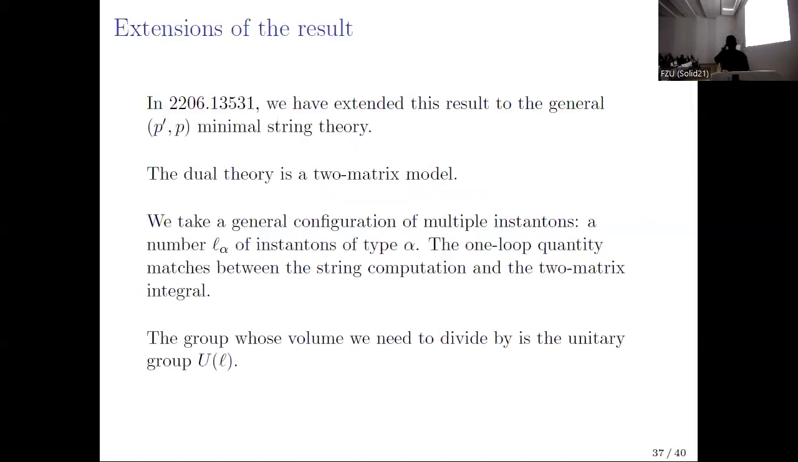So there are extensions of the result, as I mentioned in a paper in June. We extended this to the (p',p) minimal string theory. And the string theory computation here was straightforward. So now for this gauge group, if you have little n instantons on top of each other, you just have a volume of U(n) instead of U(1). That's also compact. That showed up in Sergey's talk as well. So you can put any number of instantons of any type as long as this number is not scaling with N. And it again matches. And this group U(L) plays a role if L was the total number of instantons.